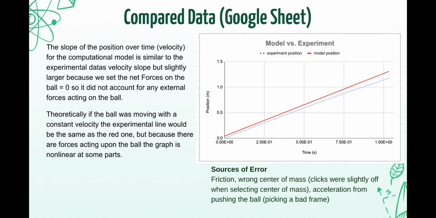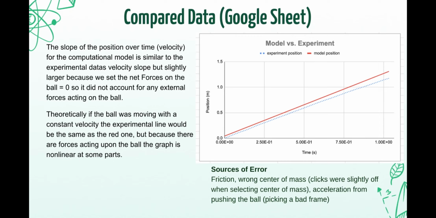Next we used a Google Sheet to plot the experimental position and the modeled position. The slope of the position over time for the computational model is similar to the experimental data's velocity slope, but slightly larger, because we said the net force on the ball equals 0, so it did not account for any external forces on the ball in the computational model.